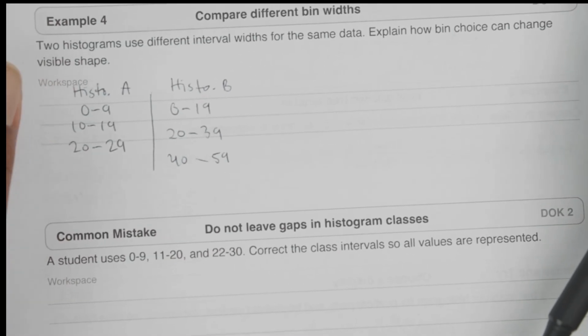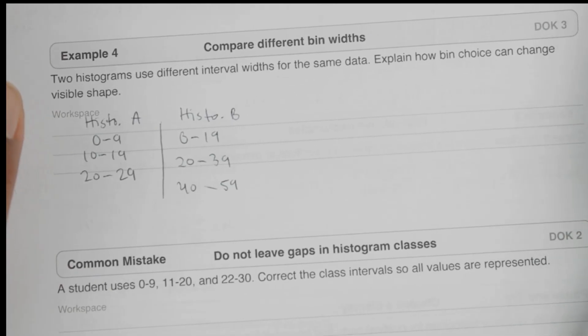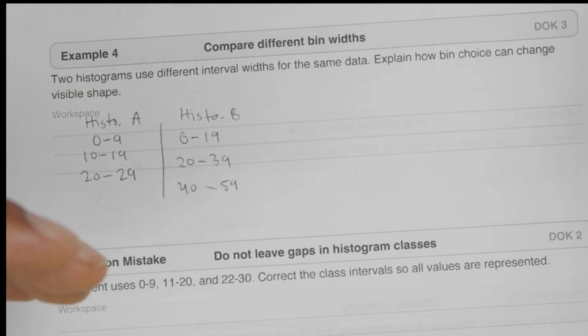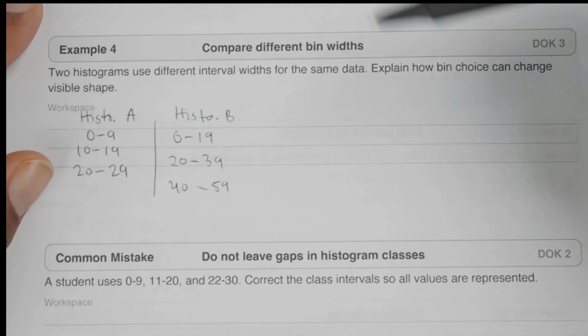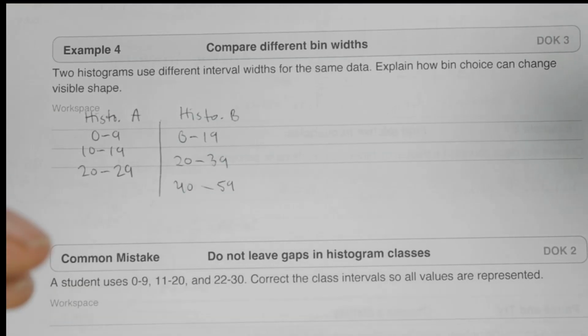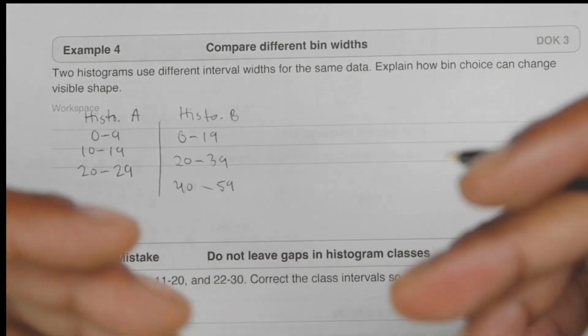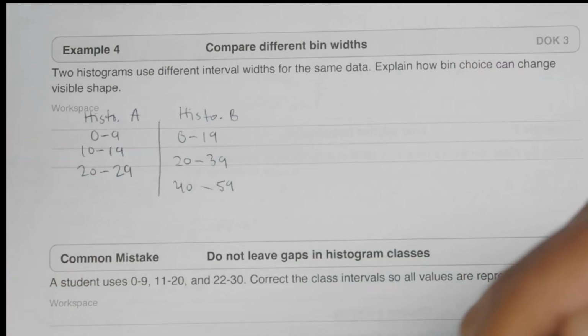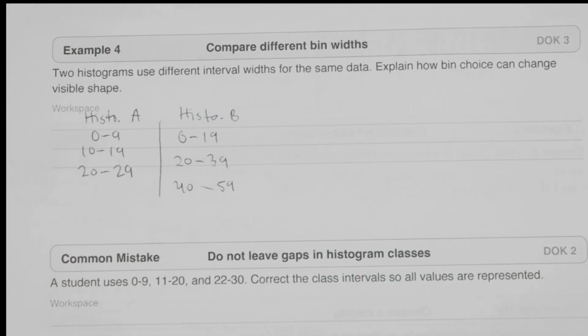So absolutely, the wider intervals would combine more data. So the shape of the graph can look different, even though the data is the same. Okay, so the data can look the same, but if you're using different intervals, that is going to be a factor. So always look at the interval width before interpreting a histograph. Like what are the intervals in this particular histograph?